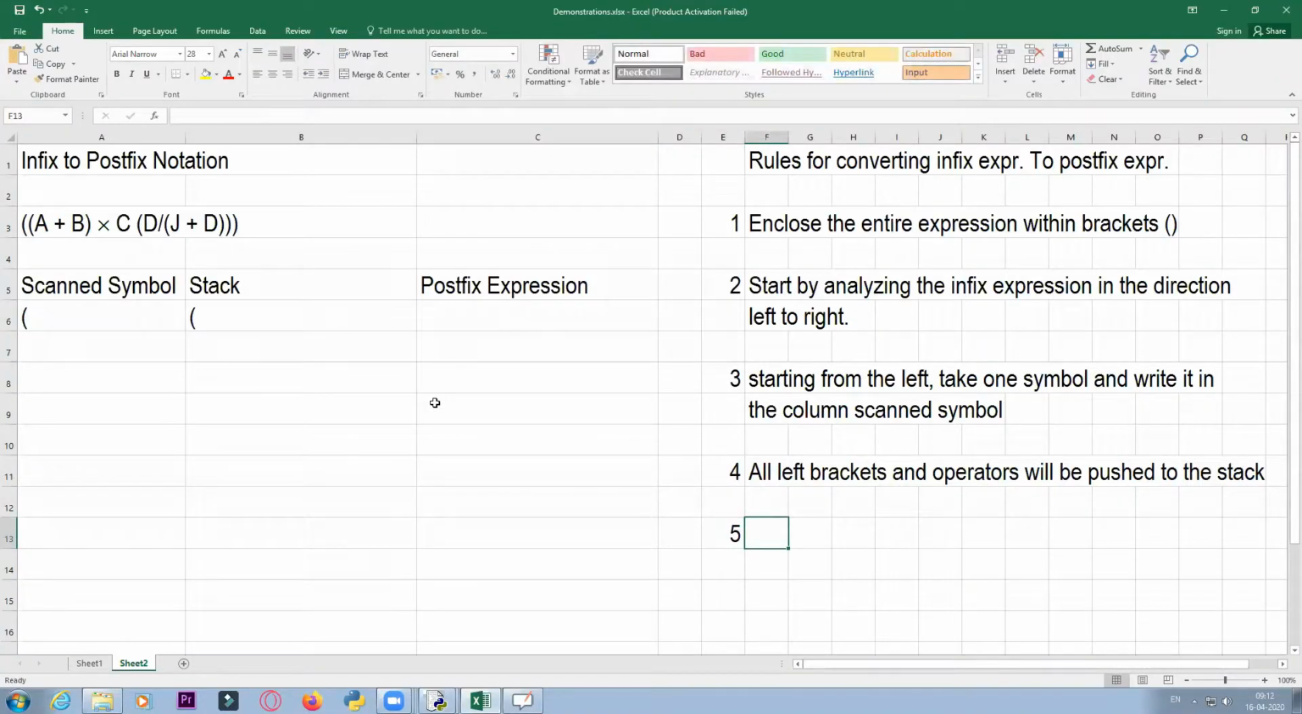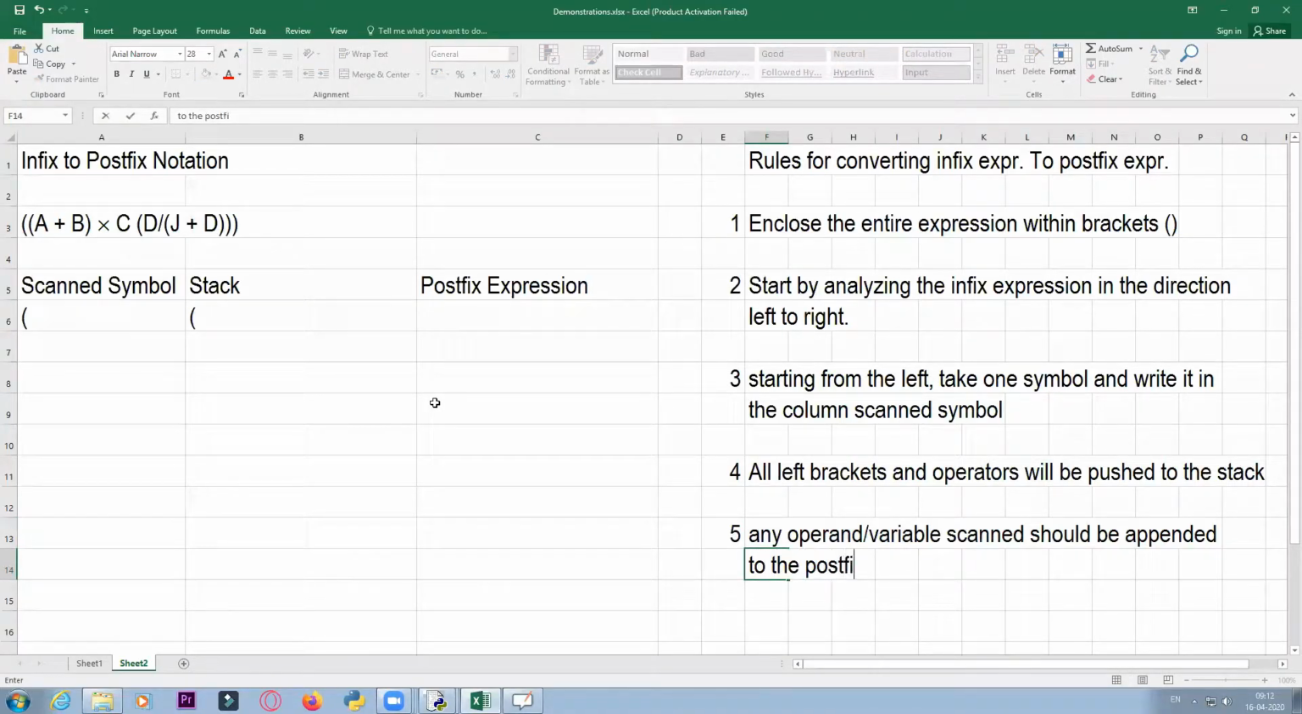Fifth point would be any operand or variable scanned should be appended to the postfix expression. Postfix expression is simply a string, and any kind of operand which you get like A, B, C, D, that would be simply appended to this postfix expression.